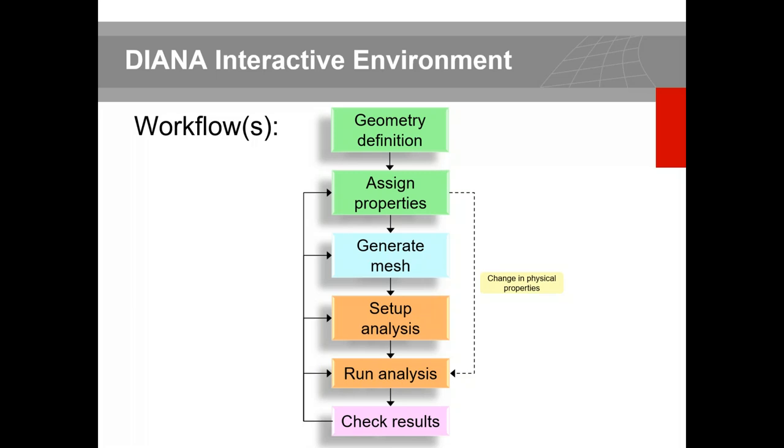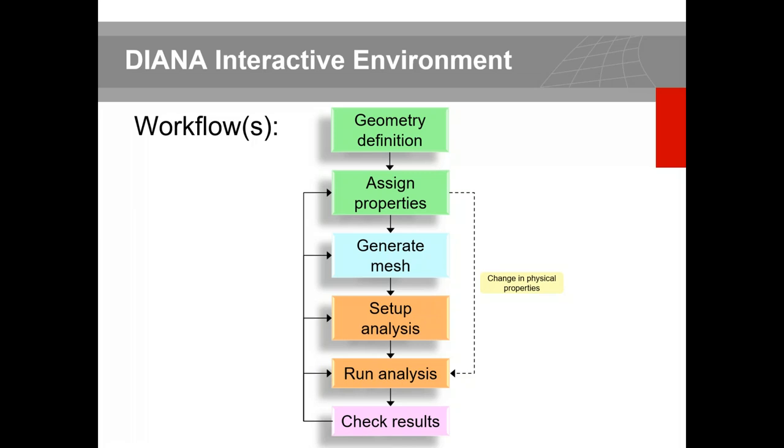When everything is assigned to the geometry, you tell Diana, yeah, please generate the mesh. Then the mesh is generated, so all the properties that you have assigned to your model are transferred to your finite element model. Then you can set up your analysis. So you tell Diana what to do with this model, what kind of analysis you want to perform. You run the analysis, and automatically the results of the analysis are loaded into Diana. So you can check your results.